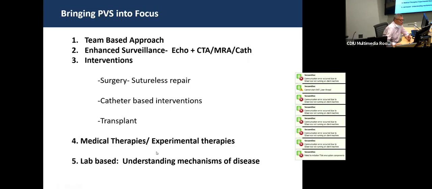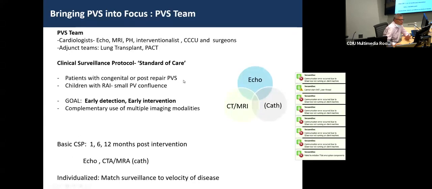And at the same time, we're doing experimental work in the lab to look at the molecular events that contribute to this disease. So the team approach involves more serial, stepped up echo, CT, MRI, and cath, in which you can do earlier, which would allow earlier detection, early intervention, and we're doing that now. So if we see any recurrent stenosis in the pulmonary veins, they will be addressed with transcatheter approach with balloon dilatation in an attempt to forestall the otherwise relentless progression of the disease that we see historically.